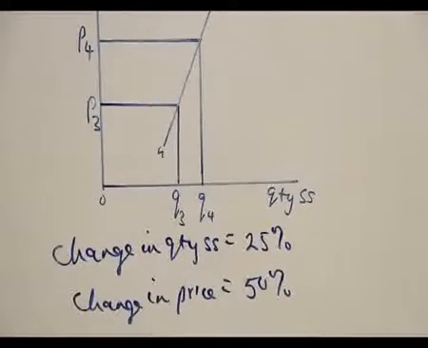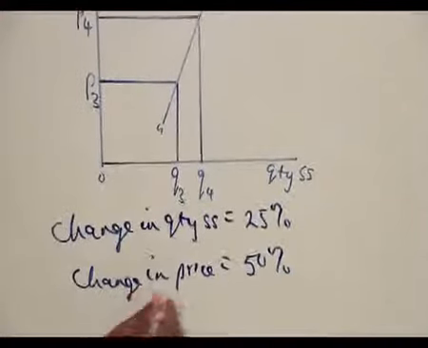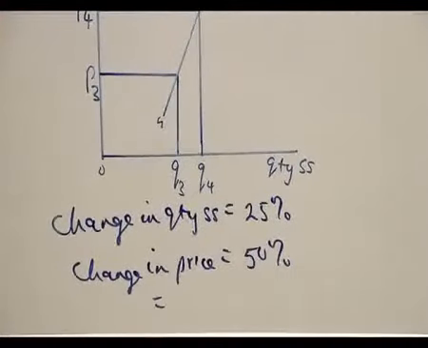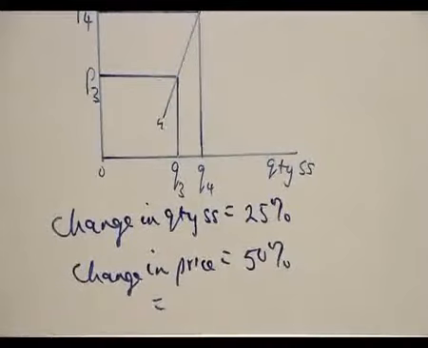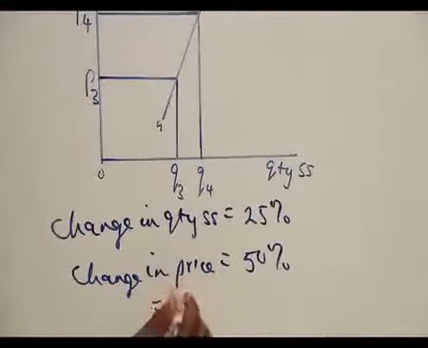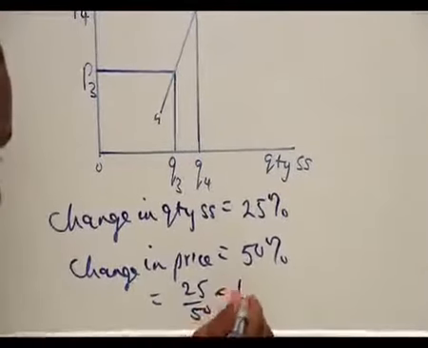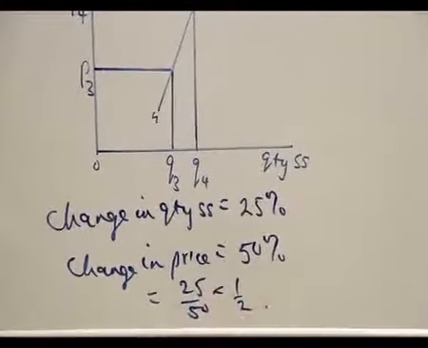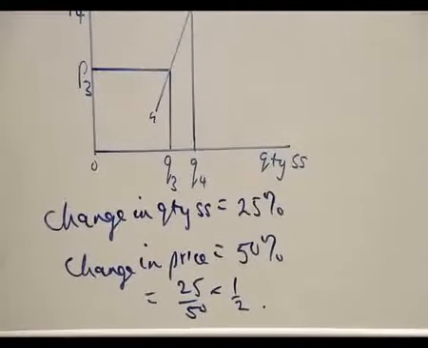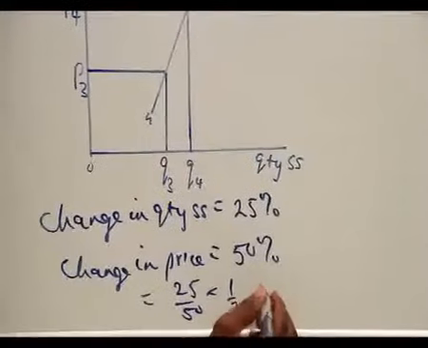Now, at the end, the price elasticity will be change in quantity supply over change in price. This 25% over 50% will give us half. It implies that inelastic supply happens to have a coefficient.